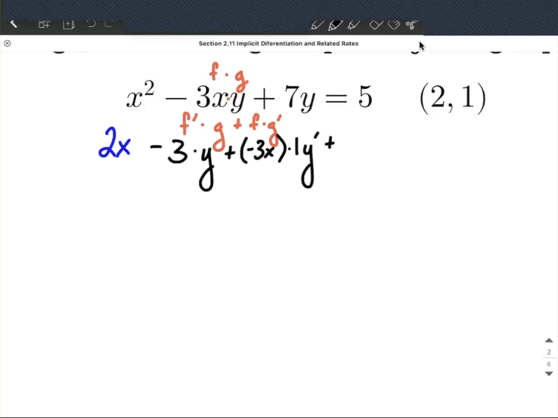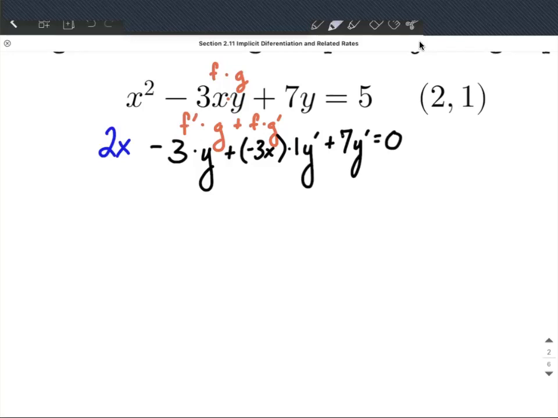Moving on to the last term on the left-hand side, the 7y, its derivative is going to be 7, but remember our variable was y, so we need to put a y prime next to it. If this is the first example you've seen with multiple y's involved, just be careful as you go through it. Every time you take a derivative of a term that has y, you have to put a y prime or a dy/dx next to that.